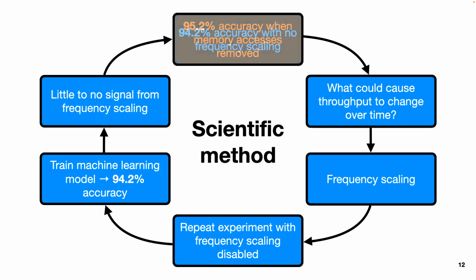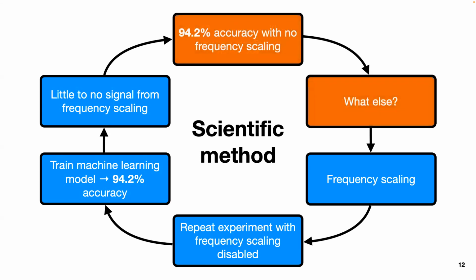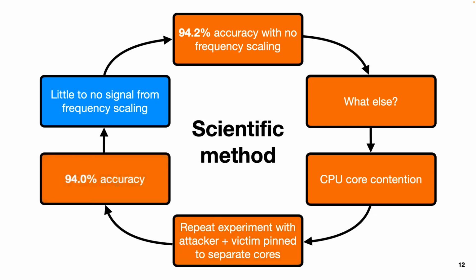So let's do this again. We have 94% accuracy. What else could cause it to change? Our next hypothesis was CPU core contention. Maybe the attacker and the victim, they're both web browsers, pretty complicated processes, maybe they're doing stuff on the same CPU core, contending over the same resources, and that's what is causing the side channel. So we repeat this experiment with the attacker and the victim pinned to separate cores. This time we got 94.0% accuracy, a decrease of 0.2%. So clearly, there's little to no signal from CPU core contention.